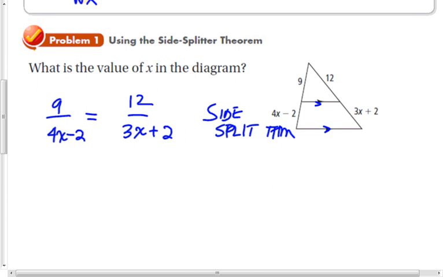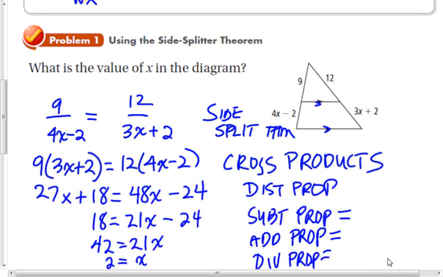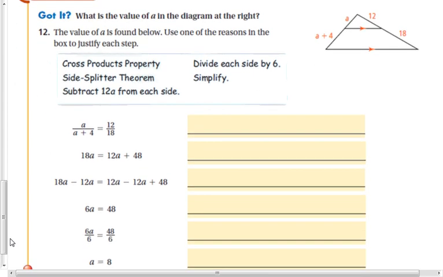Okay, and then using the cross product property, we can say 9 times the quantity 3x plus 2 equals 12 times the quantity 4x minus 2. Cross products property. And then we'll just use the distributive property and the properties of equality to solve that for x. And we get x is 2. All right. You go ahead and try that. And actually, you're just going to fill in the proper reasons for each of those.